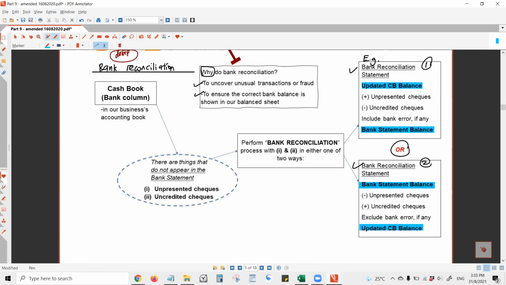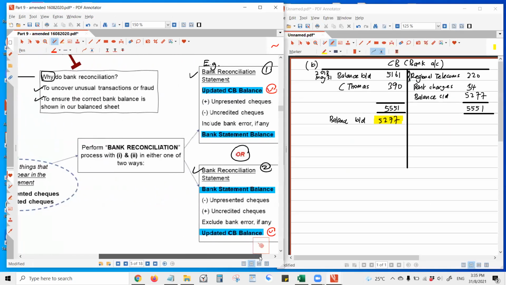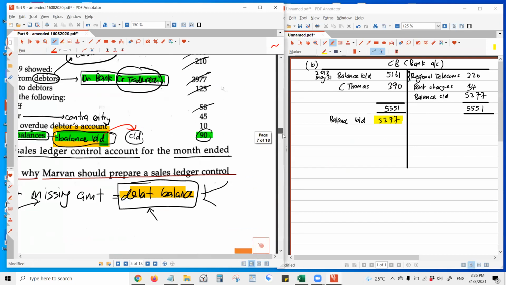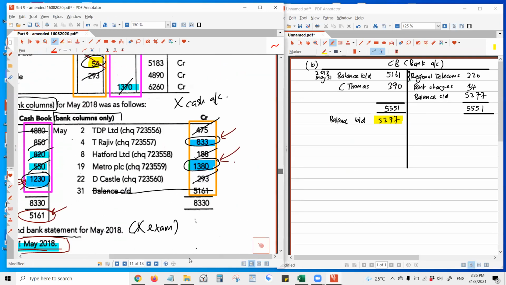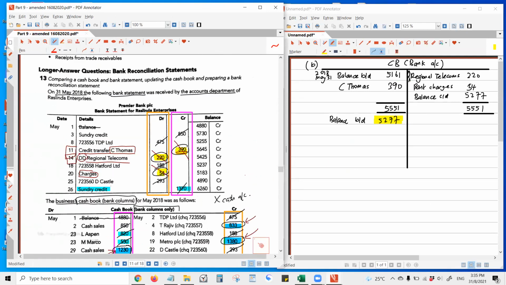So earlier, you know what is updated cash book balance, right? After you have updated the cash book, then you will get updated cash book balance. And for our question just now, it is the 5277. Now what about bank statement balance? What is meant by bank statement balance? Bank statement balance means you observe your bank statement, the last balance at the end of the month.